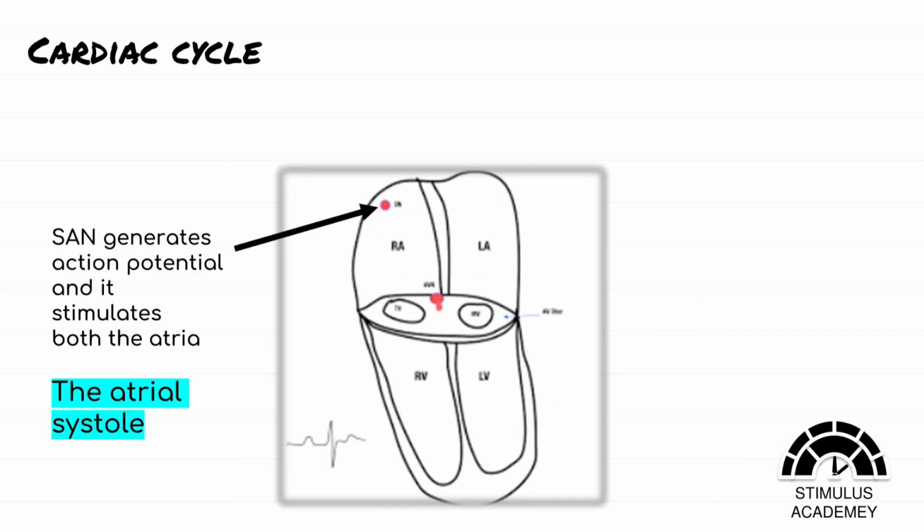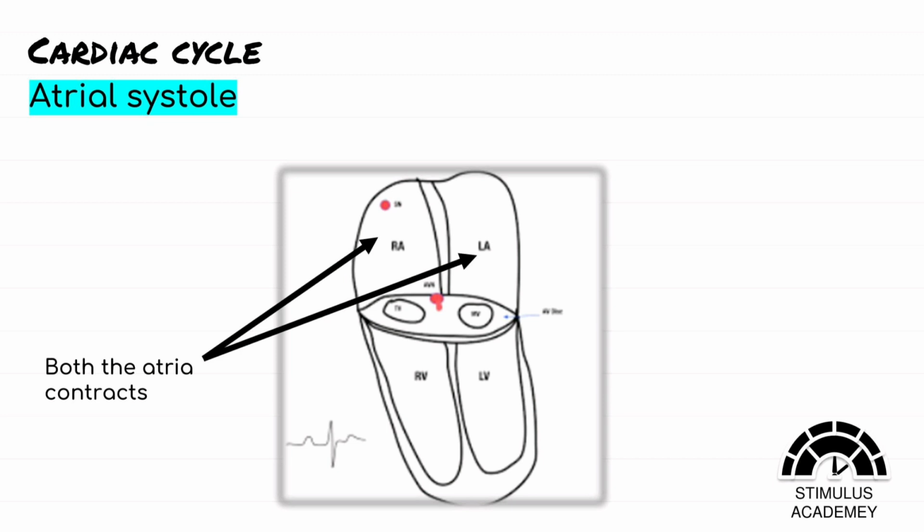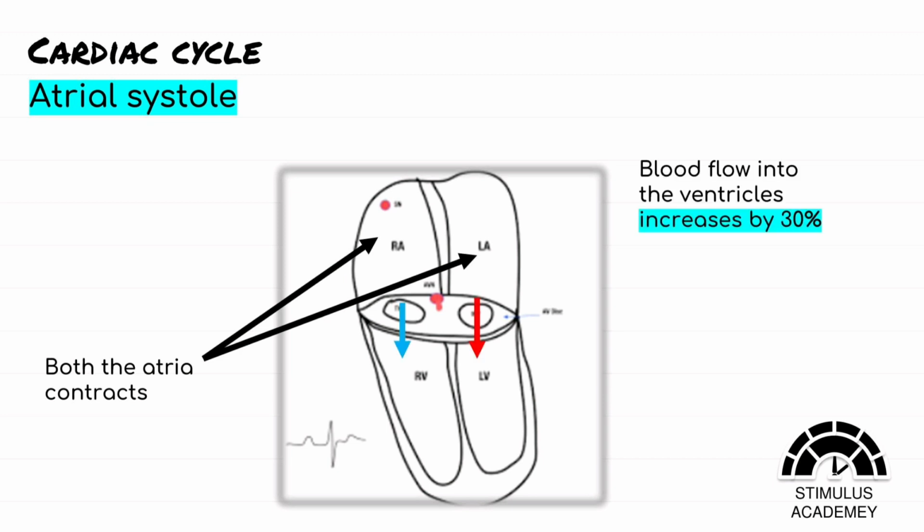Now, the SA node generates an action potential which stimulates both the atria to undergo a simultaneous contraction, the atrial systole. See, both the atria contract. Now, blood flow into the ventricles increases by 30%. What does this mean? It means that 70% of the blood flow from the atria to ventricles has already taken place when the heart was in the state of joint diastole. And this 30% has taken place by atrial contraction right now.